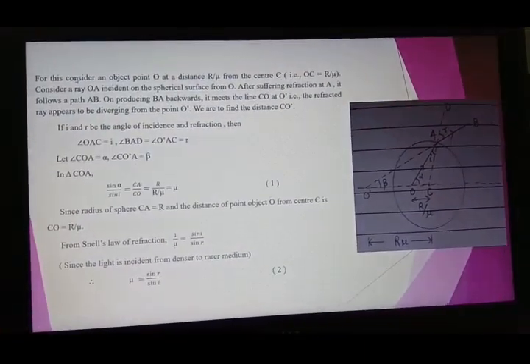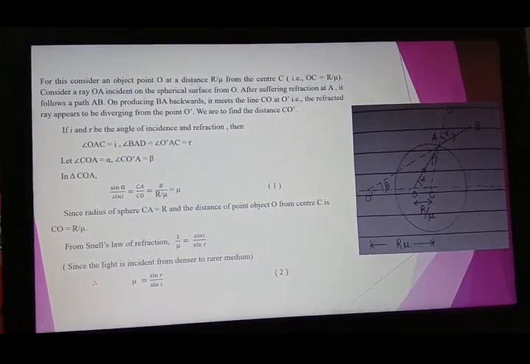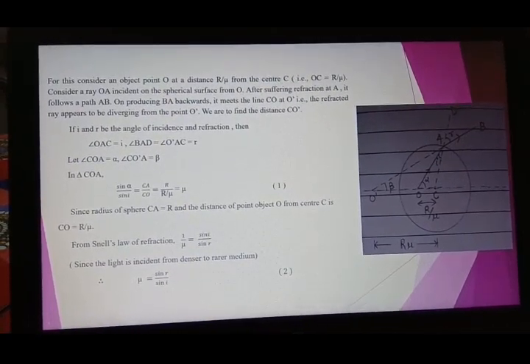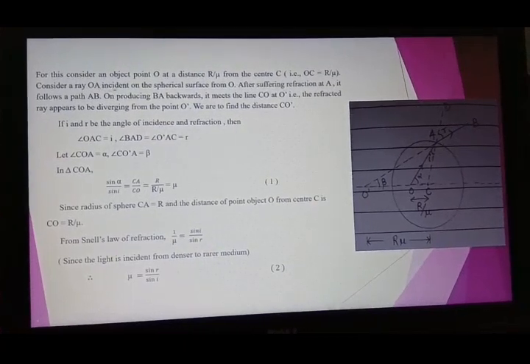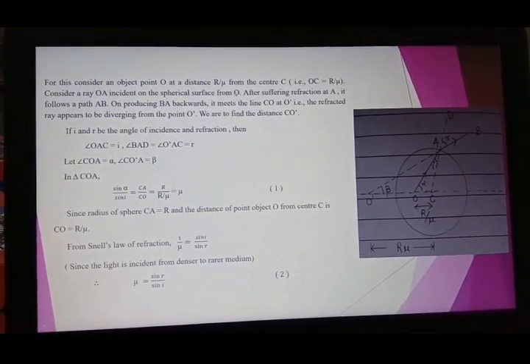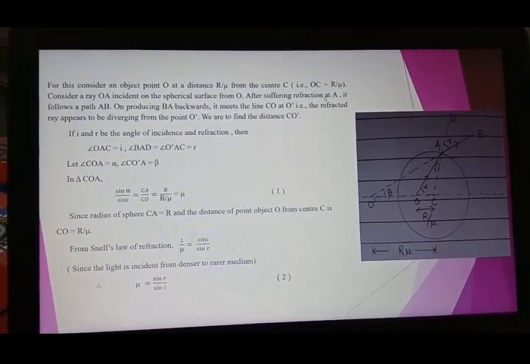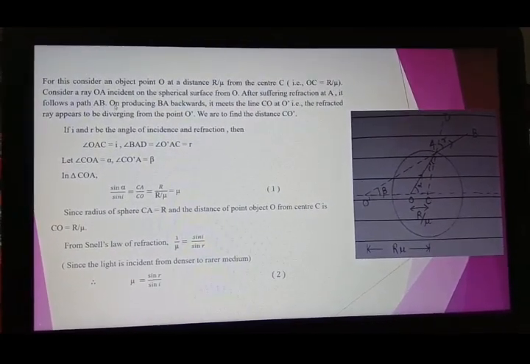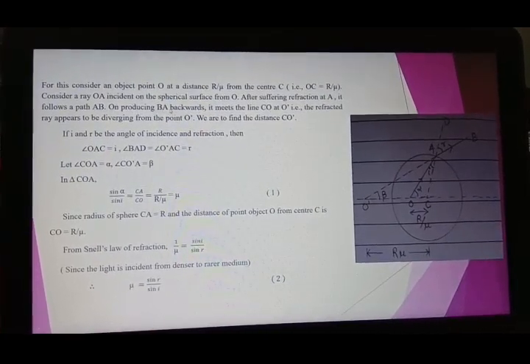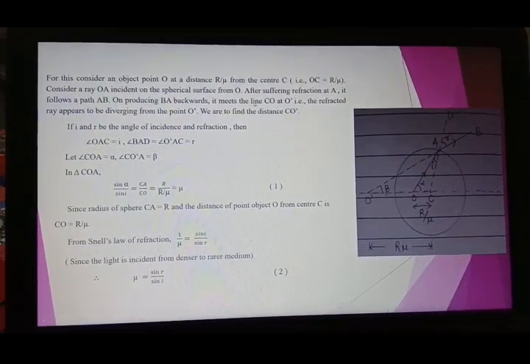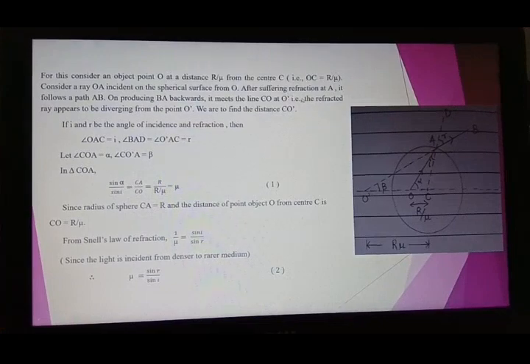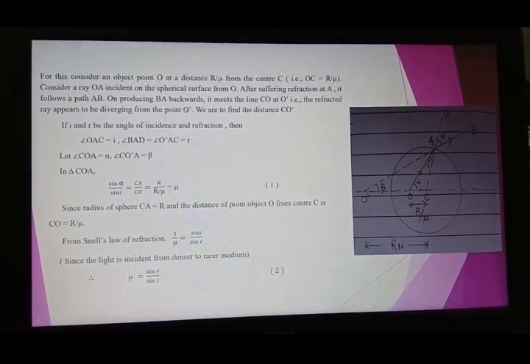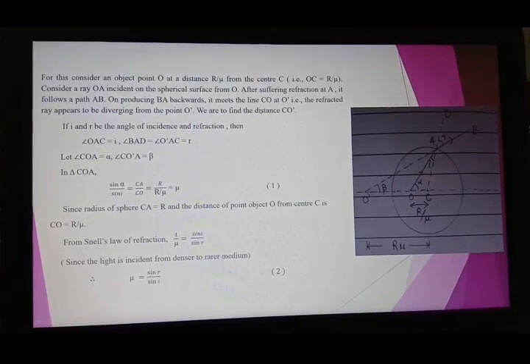For this, consider an object O at distance R upon μ from the center C. Consider a ray OA incident on the spherical surface from O. After suffering refraction at A, it follows a path AB and, producing BA backwards, meeting the line CO at O dash, that is, the refracted ray appears to be diverging from the point O dash. We are to find the distance CO dash.